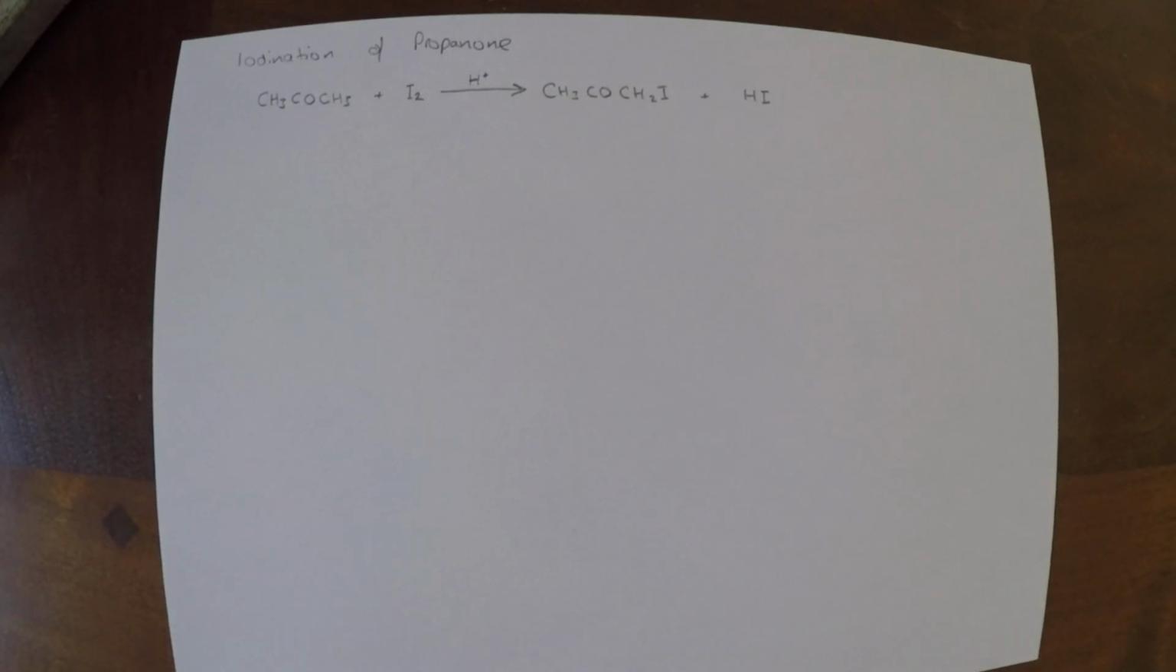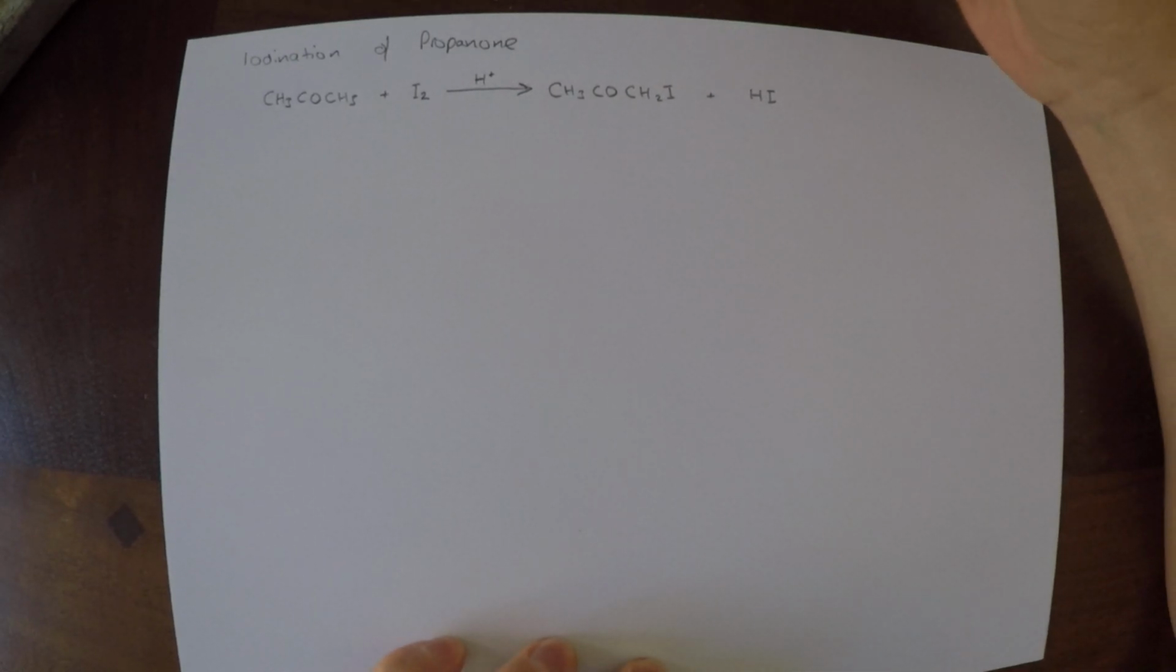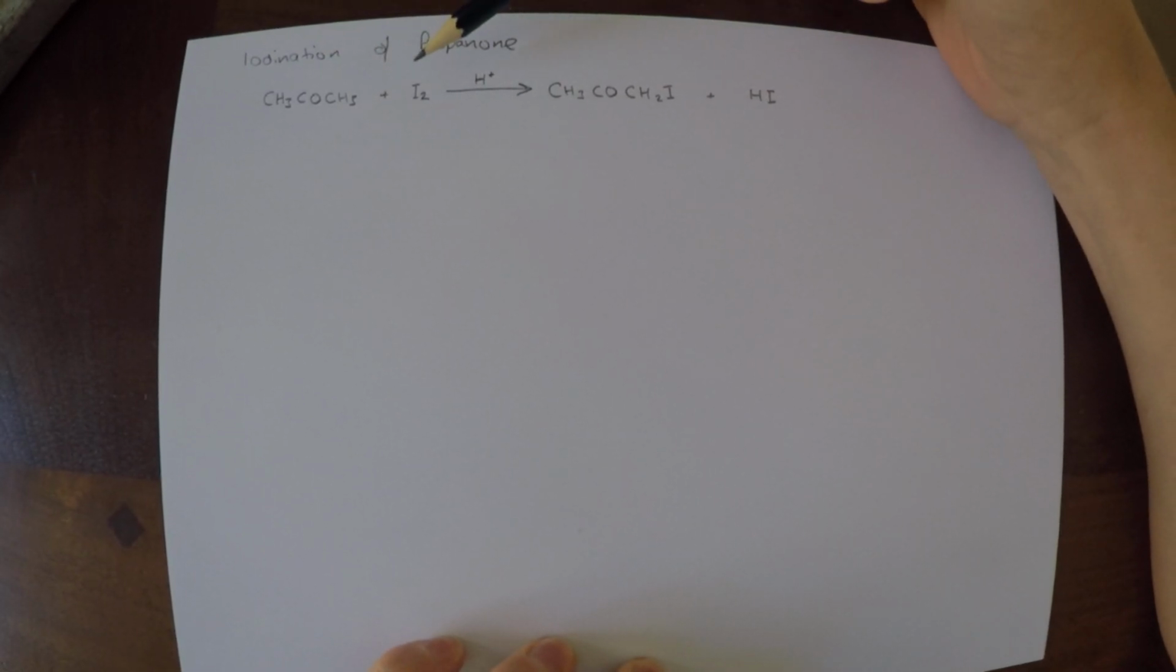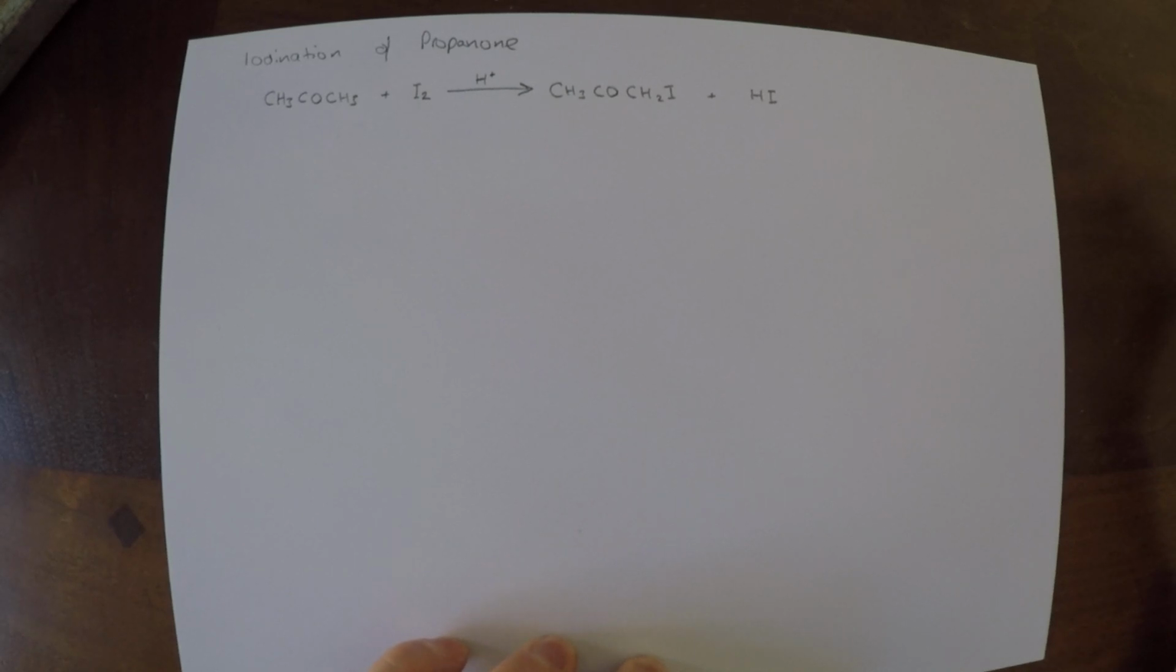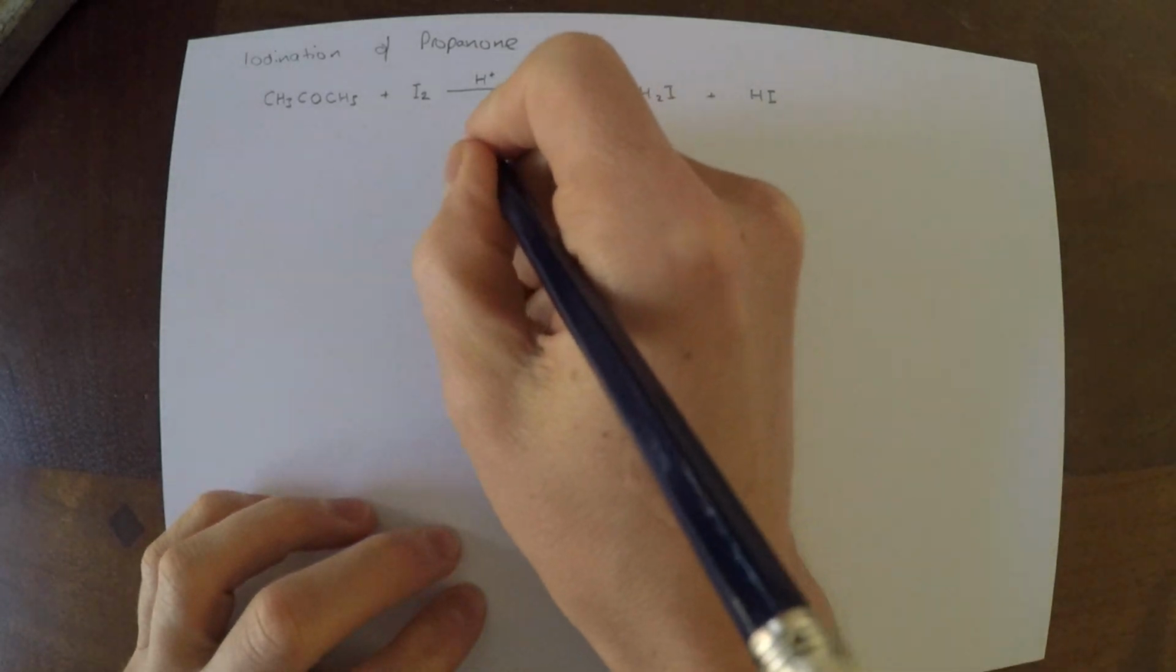Okay, in this video I'm going to talk about the iodination of propanone. This is an apparently straightforward reaction with two molecules of reagent, one molecule of propanone and one molecule of iodine, reacting to form the products. As such, since there are only two molecules involved in the reaction, one would expect a rate expression as follows.